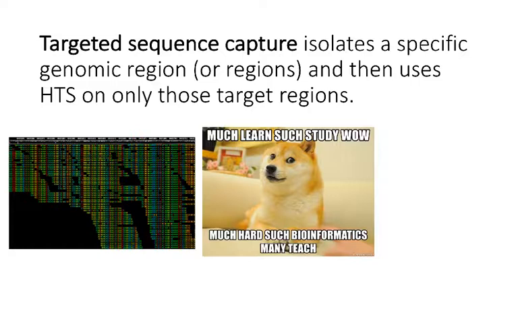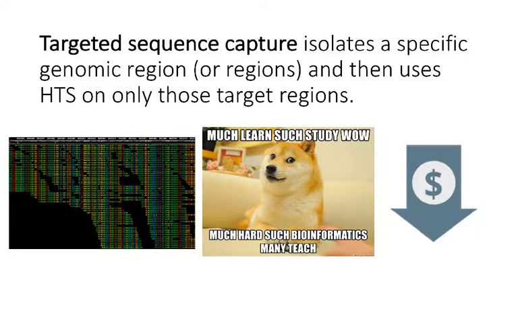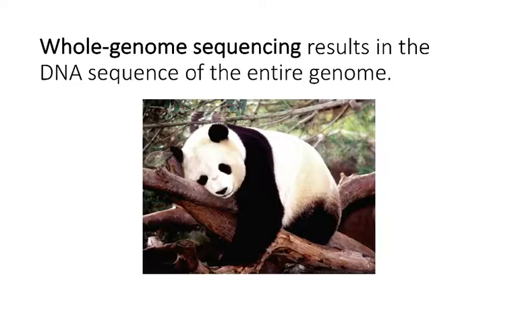Another advantage for targeted sequence capture is that because you're only sequencing one particular region, it's easier to analyze the data bioinformatically. So it's not as intense to figure out how to analyze it like whole genome sequencing is. And what makes sense, because you're only sequencing one portion of that genome, is that targeted sequence capture is cheaper than whole genome sequencing, for instance.